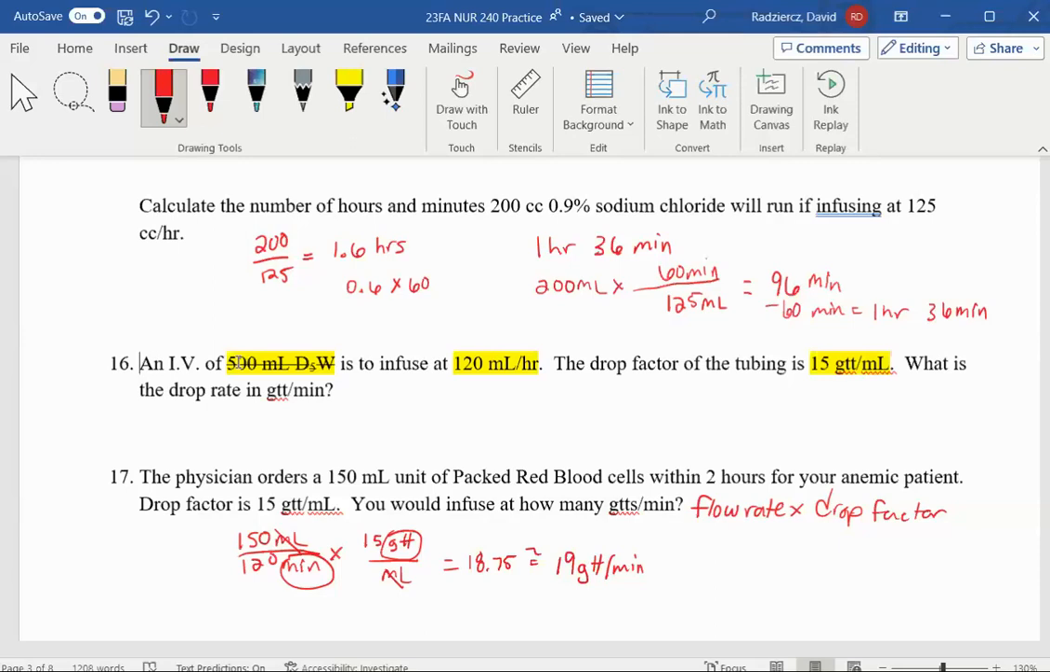And then if there's a drop factor involved, then we care about converting that volume over time into our drop rate. So if you've heard me review before, I always tell students to calculate your drop rate, you need two pieces of information: flow rate times your drop factor equals your drop rate. Your flow rate you want to be in milliliters per minute. Your drop factor will be given to you as drops per milliliter. And your drop rate, what you're looking for, is drops per minute.